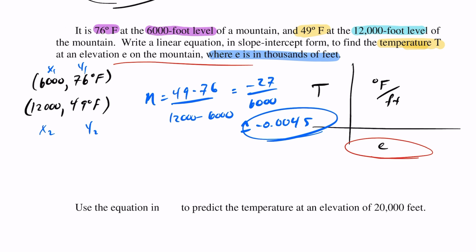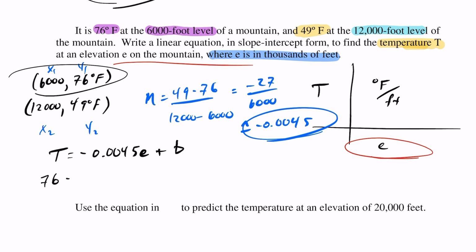So taking a look at this problem here, we see that the temperature of the mountain is going to have a rate of change of negative 0.0045 E plus, once again, I do not know the base of the mountain here. So I have to go ahead and substitute this in to find the initial value where this started. So I'm going to sub one of these points in here.